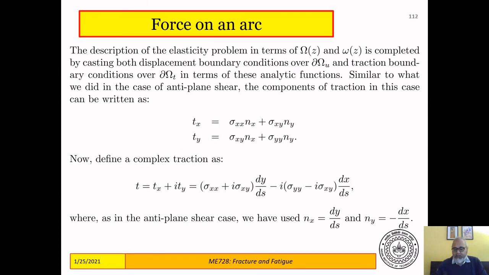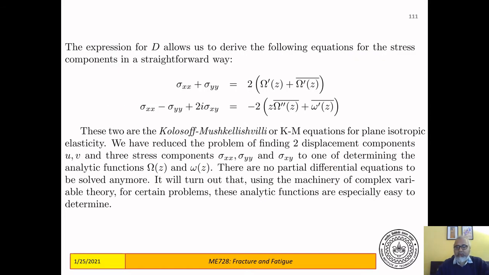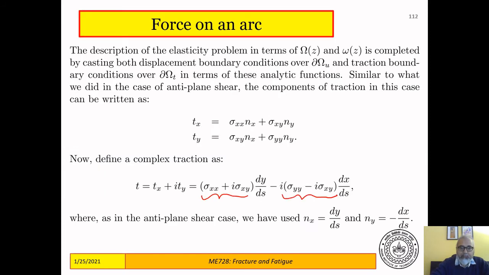Now it turns out that this quantity here, and this quantity, can easily be extracted out of the KM equations for the stresses. So these are the KM equations for the stresses. If you add these two, you will see that sigma yy cancels out, and you get sigma xx plus sigma yy. If you subtract them, sigma xx will cancel out, and you will get sigma yy minus sigma xx plus 2i sigma xy on the left hand side. On the right hand side, you will get a combination of these analytic functions, which are not yet determined. These are arbitrary analytic functions for the time being. So this part can be got by adding the KM equations, and this part can be got by subtracting the KM equations. Let's do that now.